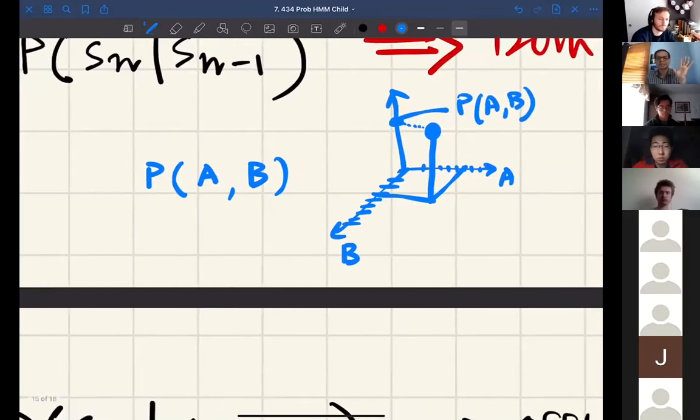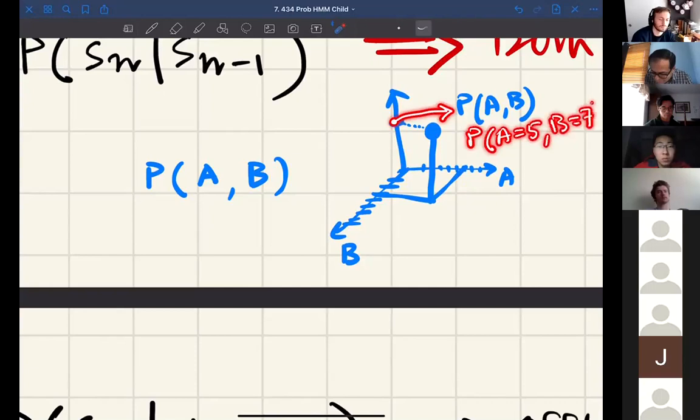Does that make sense? Yes. All of the confusion starts from here. Jan, how does this make sense? Perfect, makes perfect sense, right? In fact, I often tell people, let's say this value is 5, this value is 7. That means this value is essentially the probability P(A equals 5, B equals 7).